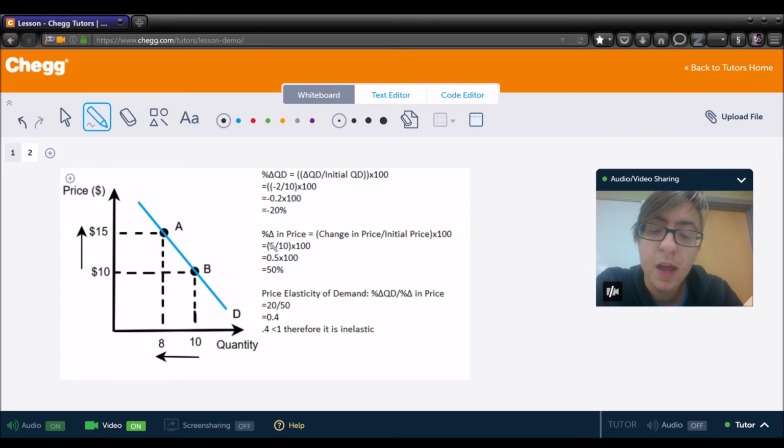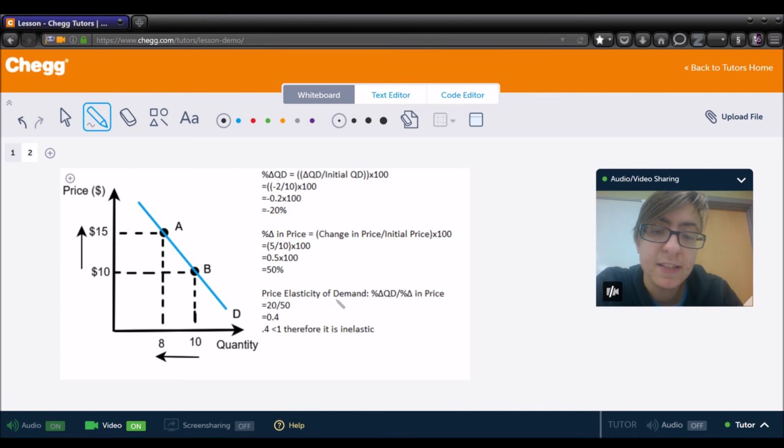So then next step, to get our price elasticity of demand, we must calculate our percent change, which is what this triangle means if you didn't know that from up here, in price. So we have our change in price, which is a $5 change from 10 to 15, divided by the initial price, which is 10. We then multiply that by 100. So 0.5 times 100 gives us 50%.